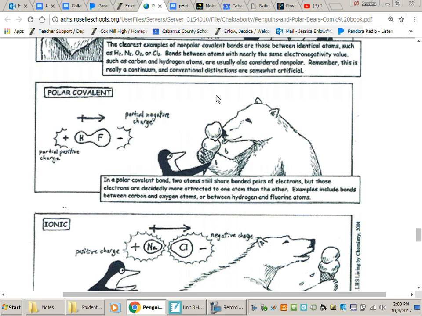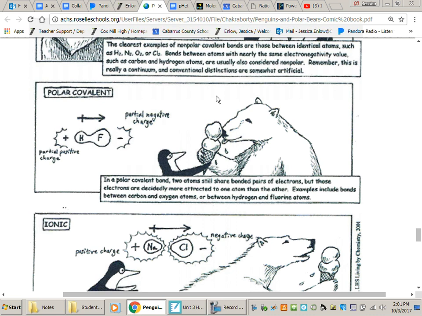No, okay? So we're going to have our polar covalent region here in the middle, where there's a medium electronegativity difference, and they are not sharing electrons equally. So it's an unequal sharing of electrons, which creates that arrow thing that we're drawing to indicate that.